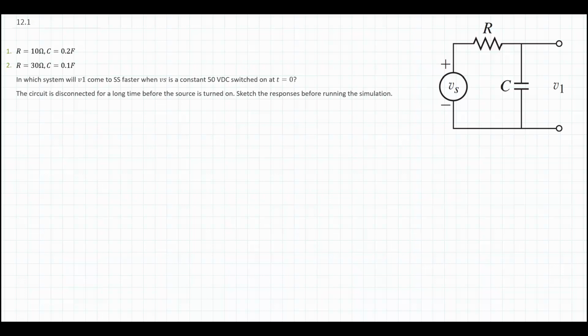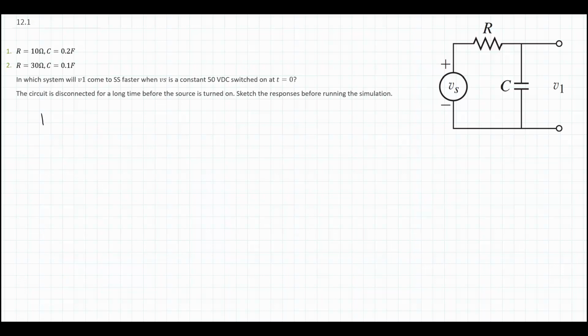In the first one, the resistor will be a 10 ohm resistor and a 0.2 farad capacitor. And then system 2, we're going to see a 30 ohm resistor and a 0.1 farad capacitor. So we want to see the difference of how fast the first system and the second system respond to this step input. Which one is going to approach its steady state value faster?